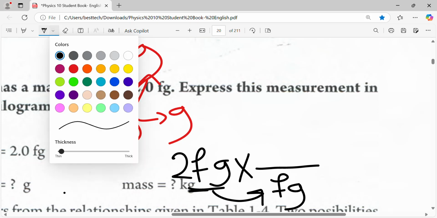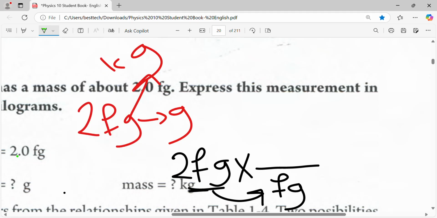What about up? Because the question said convert to gram, right? So you have to write gram in the up. Because the number is written as 2 femtogram, in the down of the fraction copy the femtogram, but in the up, because the question said make it gram, write gram. So the unit, if it's femtogram, copy. If it's nanogram, just copy the unit. But in the up, it depends on the question. If the question said make it nano, write nano in the up. So here it said make it gram, so I'm going to write gram in the up.